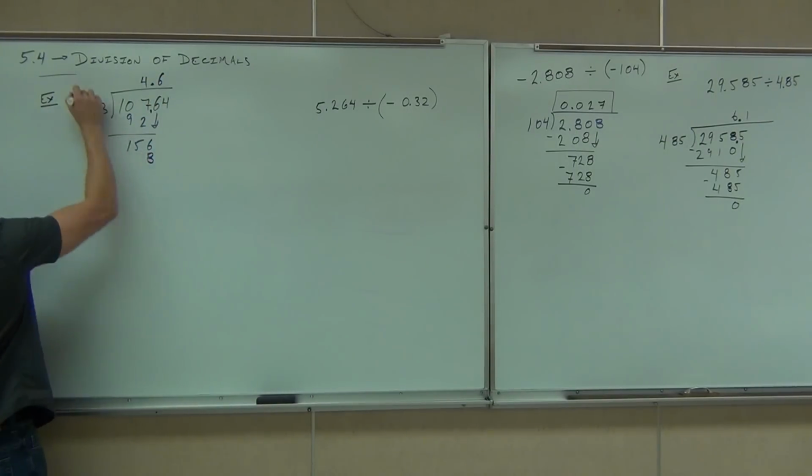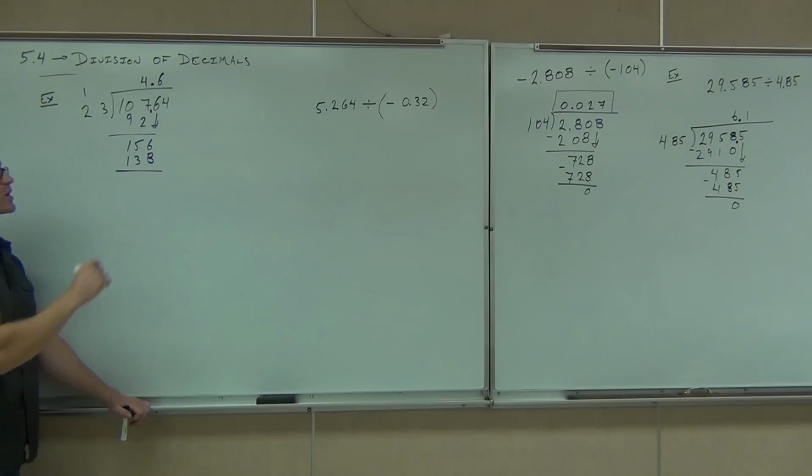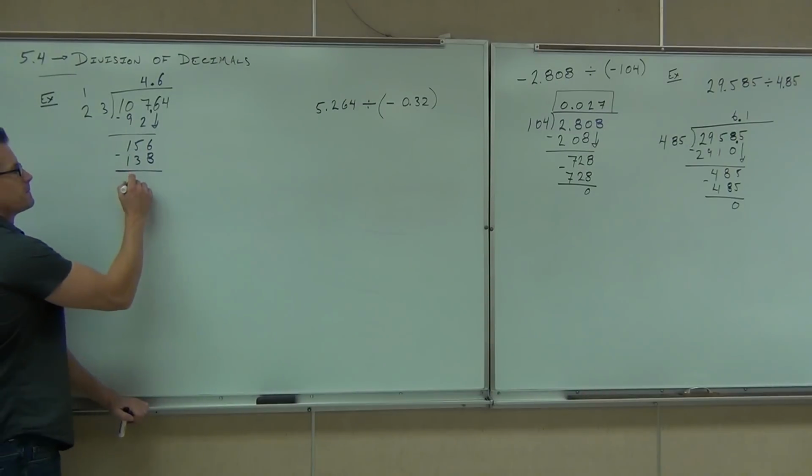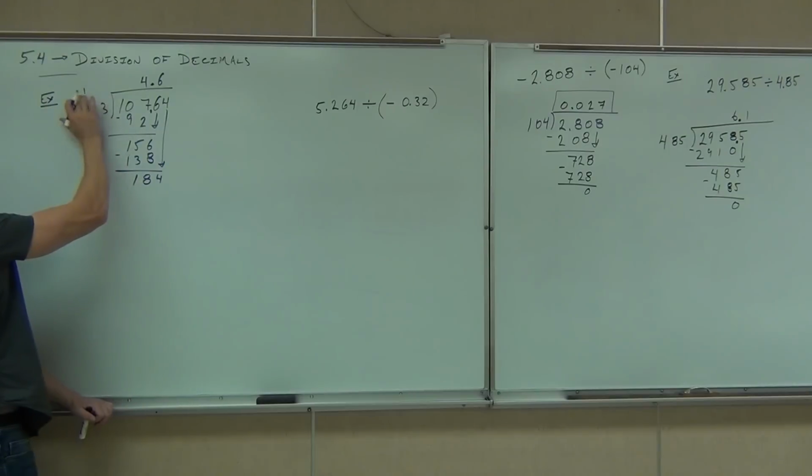We'll get 18. We'll get 13. How much is that when we subtract? I think you can go in by 5. Six. No, it equals 18. Bring down the 4. Okay, we could do that.